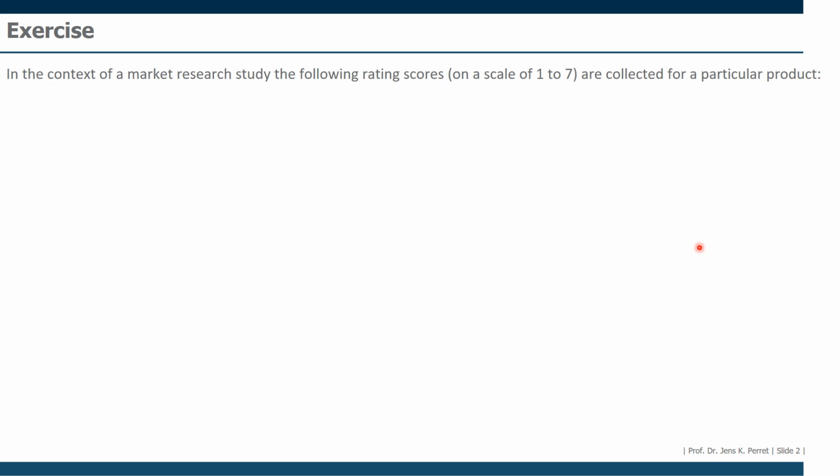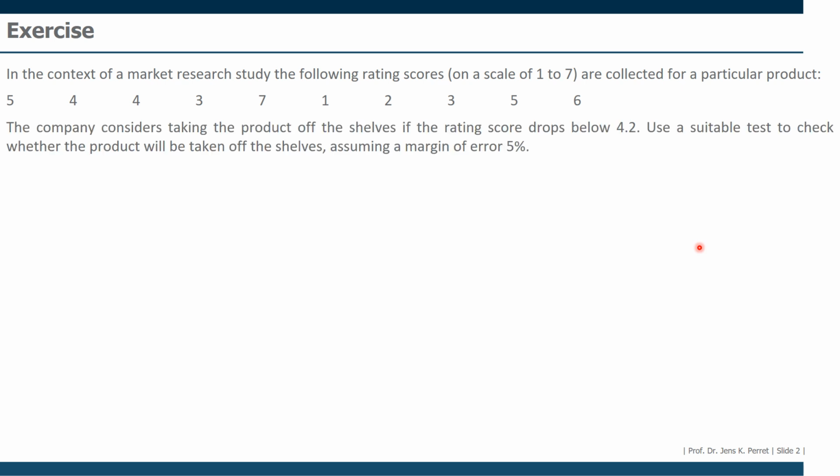Our task is, in the context of a market research study, the following: rating scores on a scale of 1 to 7 are collected for a particular product. Then we have this information. The company considers taking the product off the shelves if the rating score drops below 4.2. Use a suitable test to check whether the product will be taken off the shelves, assuming a margin of error of 5%.